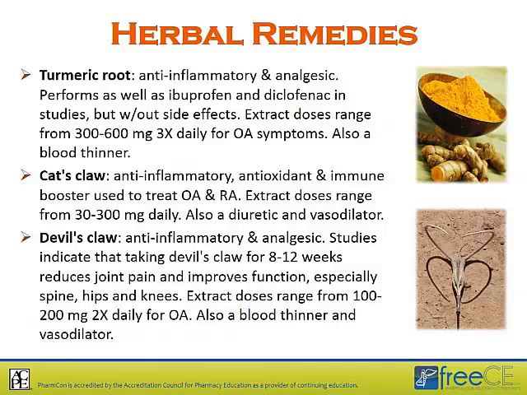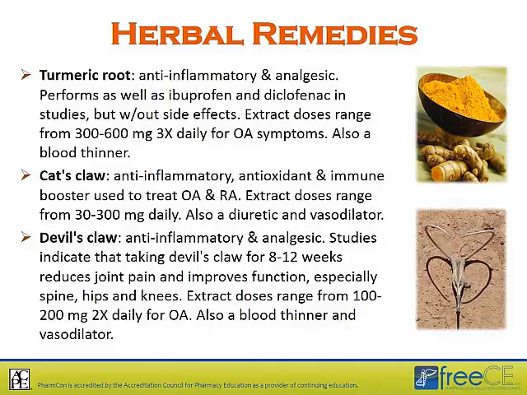There are a number of herbs that display anti-inflammatory and/or analgesic properties. For example, turmeric root is a good anti-inflammatory and analgesic. Perhaps surprisingly, it performs just as well as ibuprofen and diclofenac in studies, but without the side effects. Effective extract doses range from about 300 to 600 milligrams 3 times daily for control of OA symptoms. Turmeric root is also a blood thinner, so caution should be used when taken with medications that are blood thinning or anticoagulants.